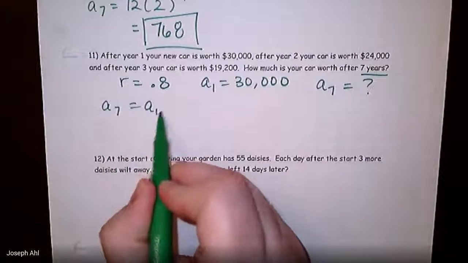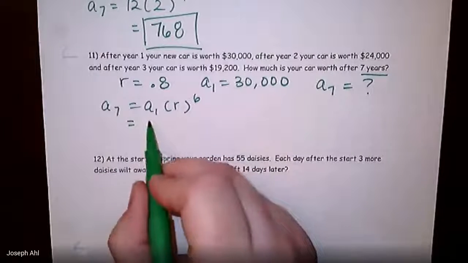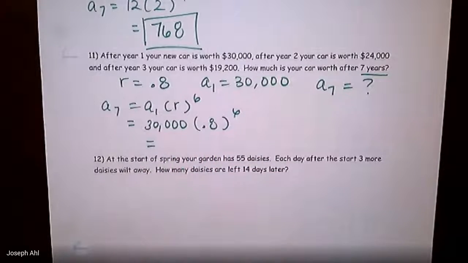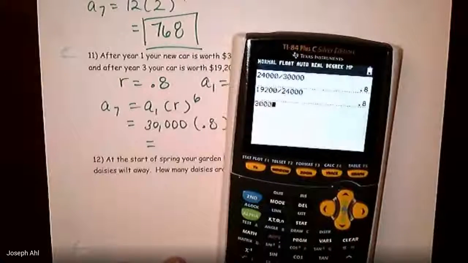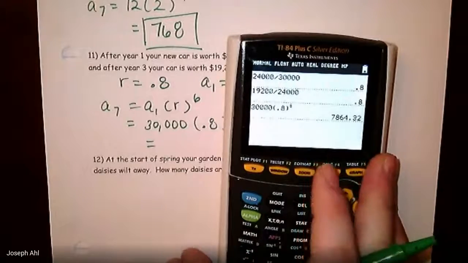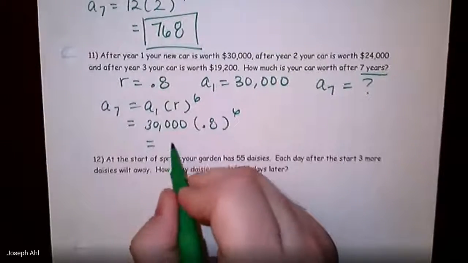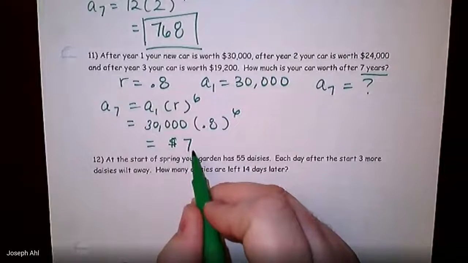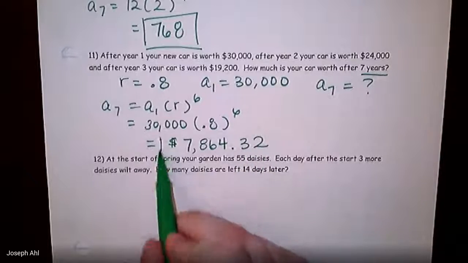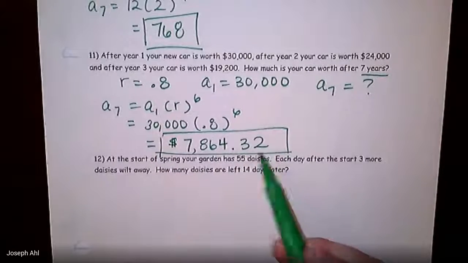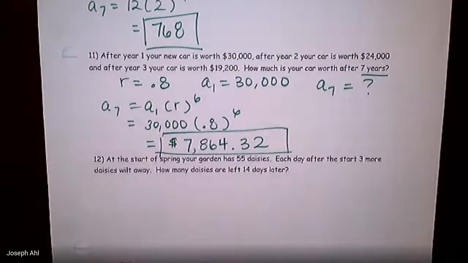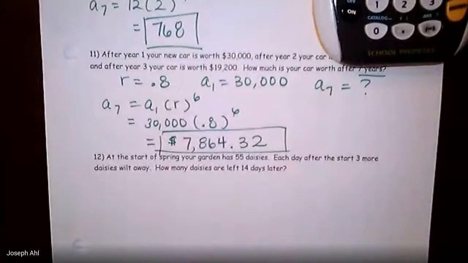So if A7 equals A1 R to the 6th, 30,000 times 0.8 to the 6th power is, let's see if this seems realistic here, guys. The car would be worth $7,864.32. Might be realistic that 7 years later, you can sell your car if you keep it in good condition. And I'll put the change on that, right? Because it's an amount of money. You probably wouldn't buy it for 32 cents extra, but we'll put it on there because it doesn't say anything about rounding in this one.